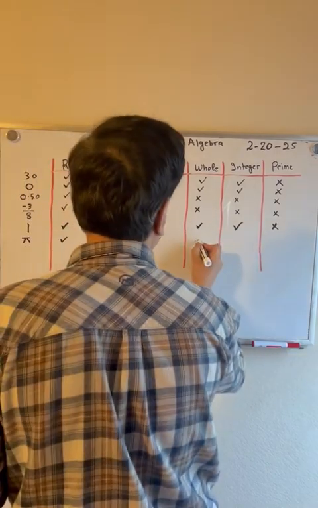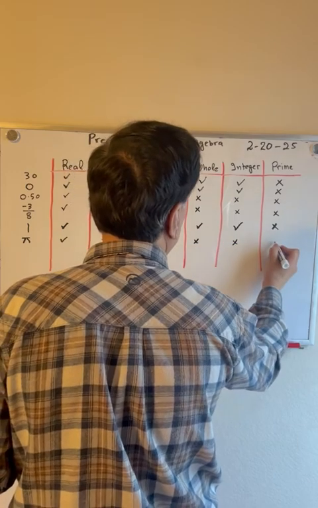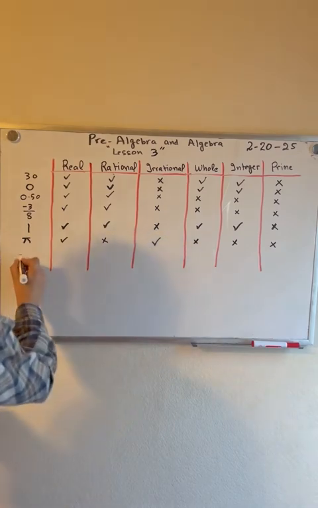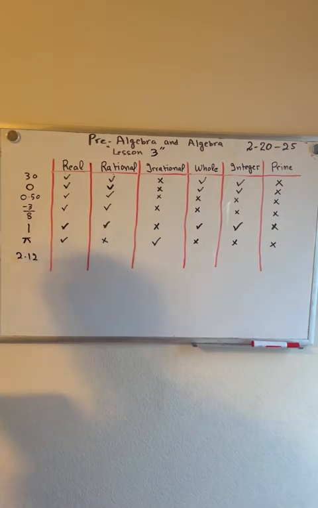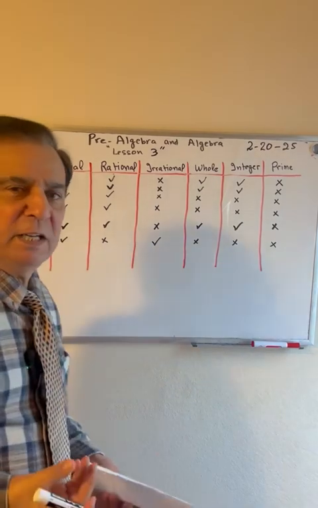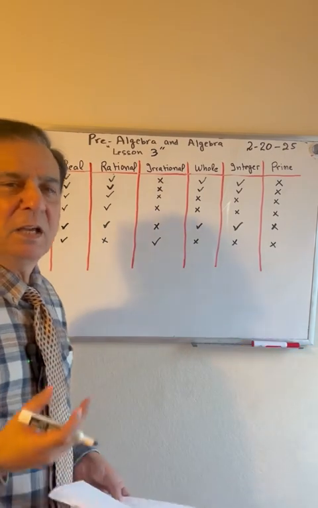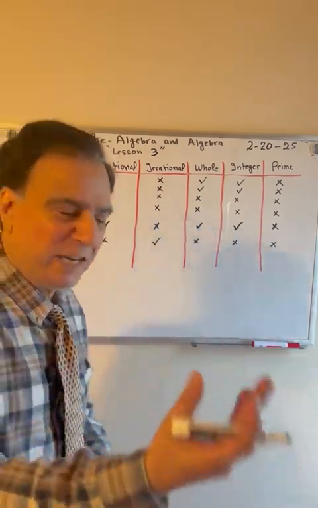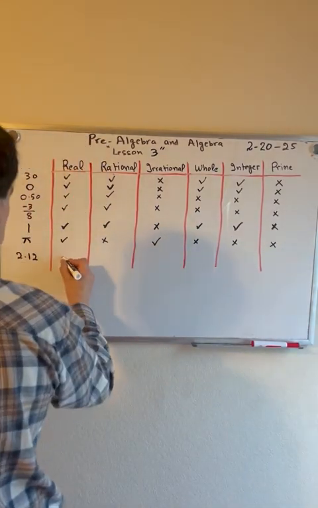Is it a whole number? Nope, it's not. Is it an integer? Nope, it's not. Is it a prime number? Nope, it's not. How about 2.12? Is it a real number? Yes, even though it has a decimal in it, in the real world you can identify it: I have $2.50. I have $2.12. So that is what makes it real.